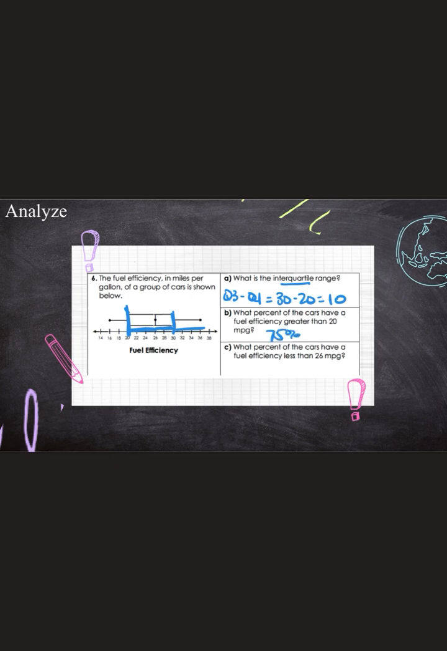And what percent of the cars have a fuel efficiency less than 26? So here's 26. So I have 25% there and 25% here. So 50%.